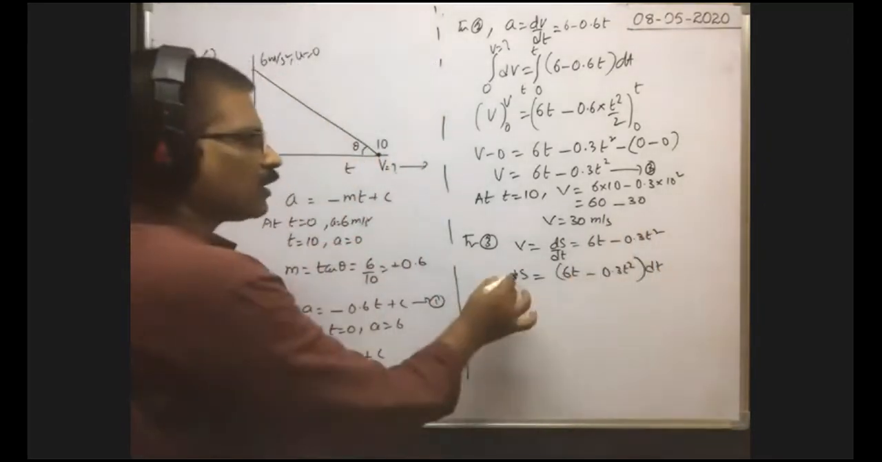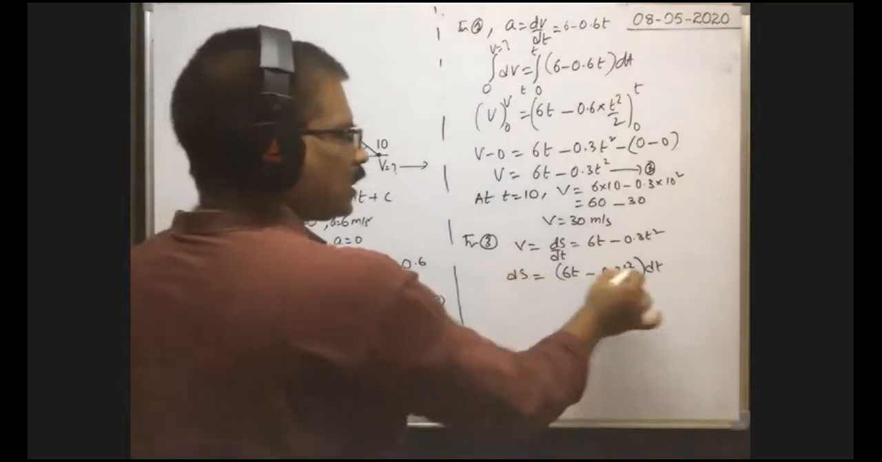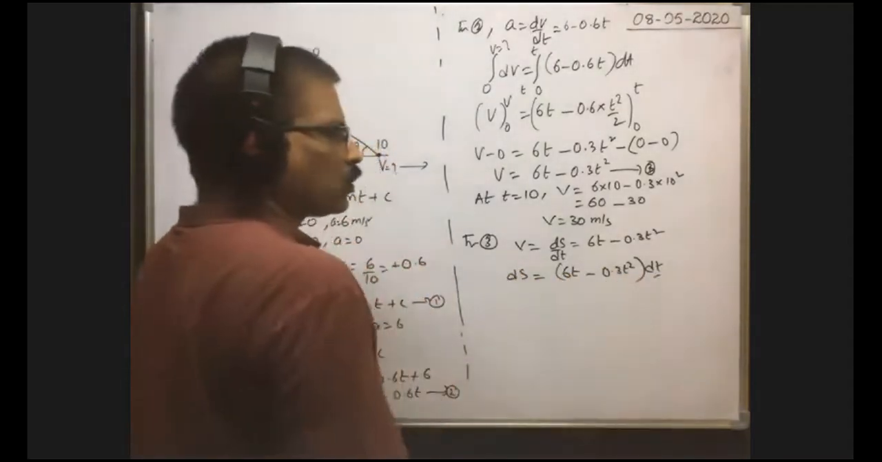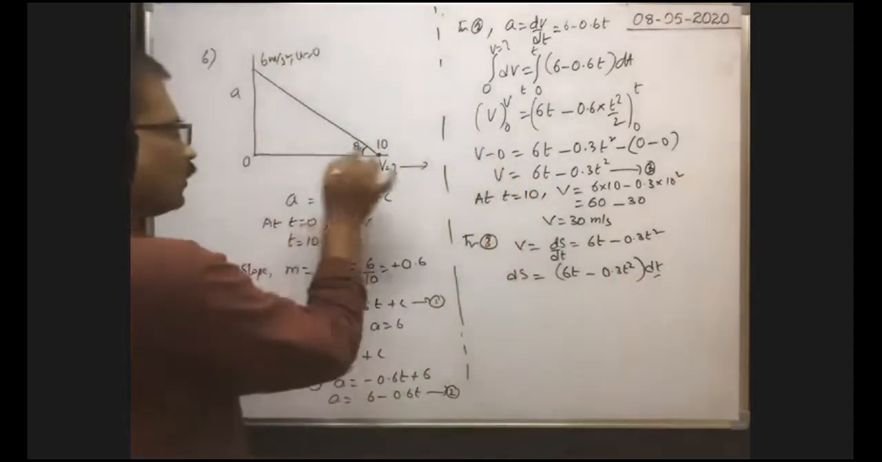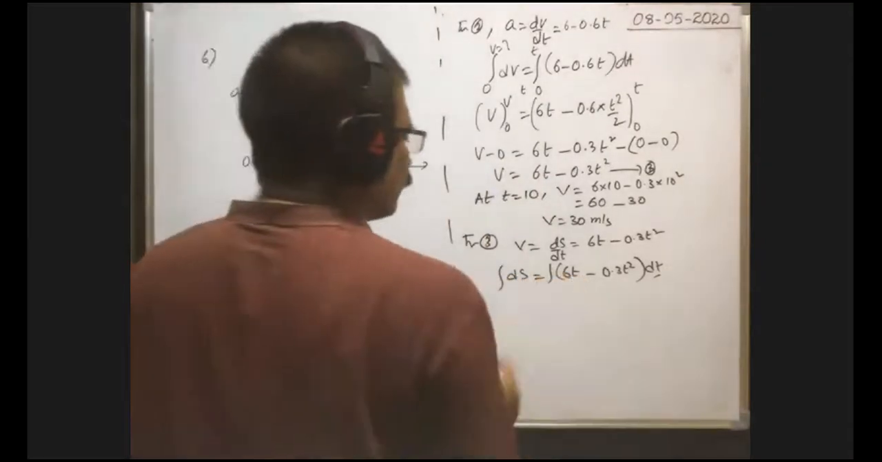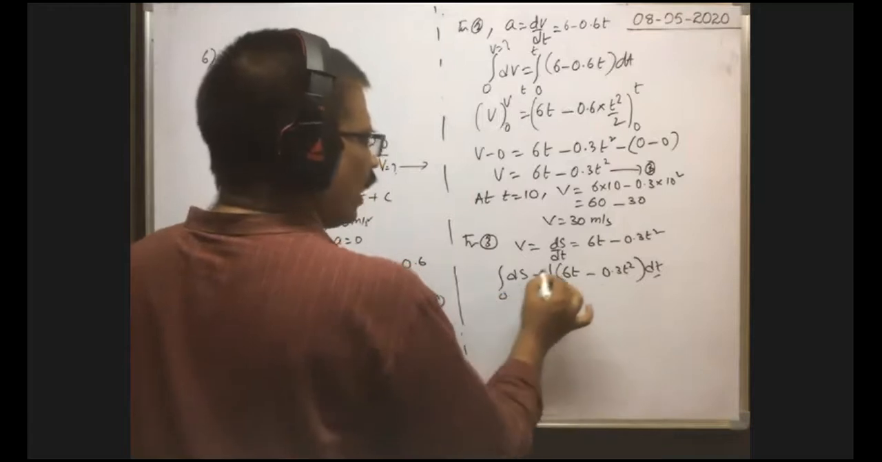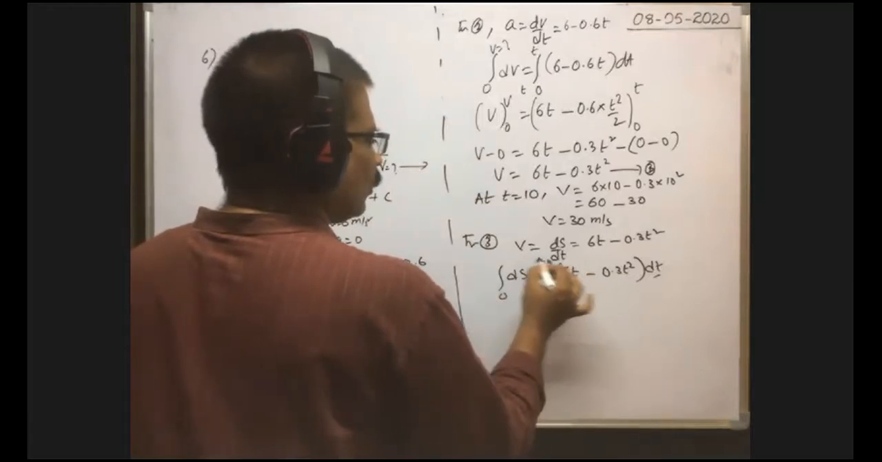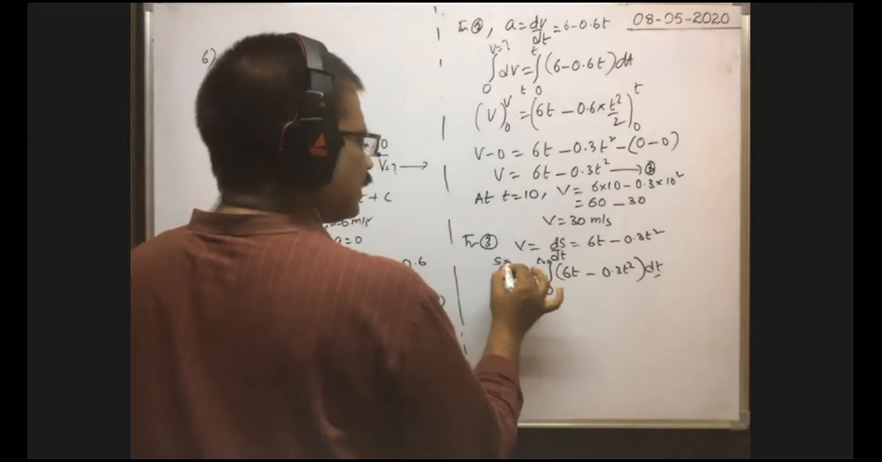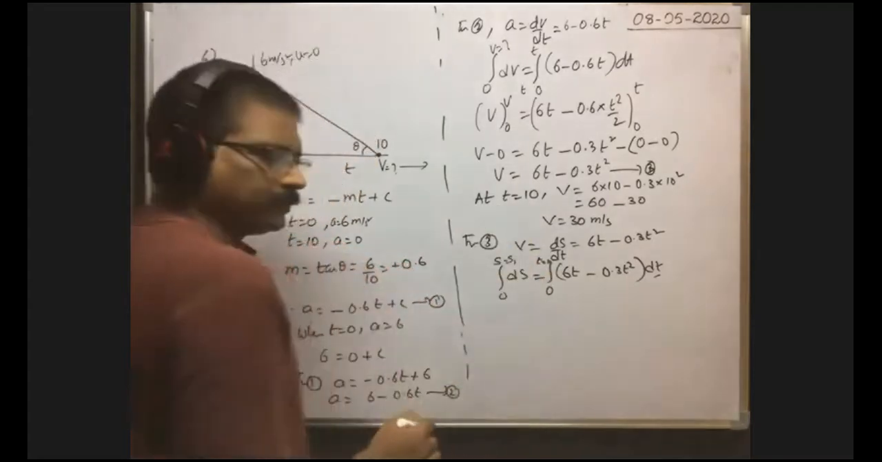Now from this we have to obtain the displacement. It is the displacement in a small interval of time dt. So we have to obtain the displacement from 0 to 10 seconds. That's why integrate them again. Here at t is equal to 0, the displacement is 0. After time t is equal to 10 seconds, what is the displacement? Yes, we have to find. That is say S1. S1 is equal to how much?